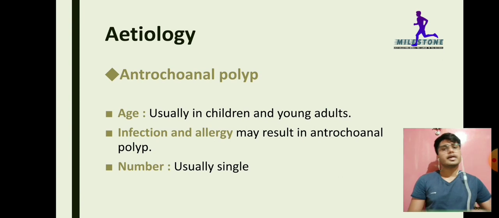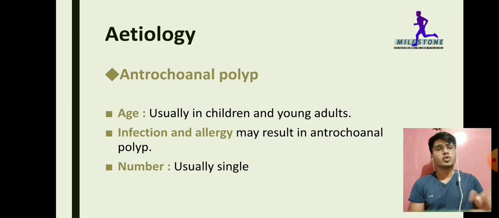Now, etiology. In the etiology of enterochoanal polyp, infection and allergy are the main causes. Due to infection or allergy, there is disturbance in the mucous membrane, and then it prolapses. Which mucous membrane are we talking about? Particularly the maxillary sinus mucous membrane. Sinuses are cavities, but they are lined by mucosa. They are not totally empty. The mucosa of those sinuses gets disturbed and prolapsed.